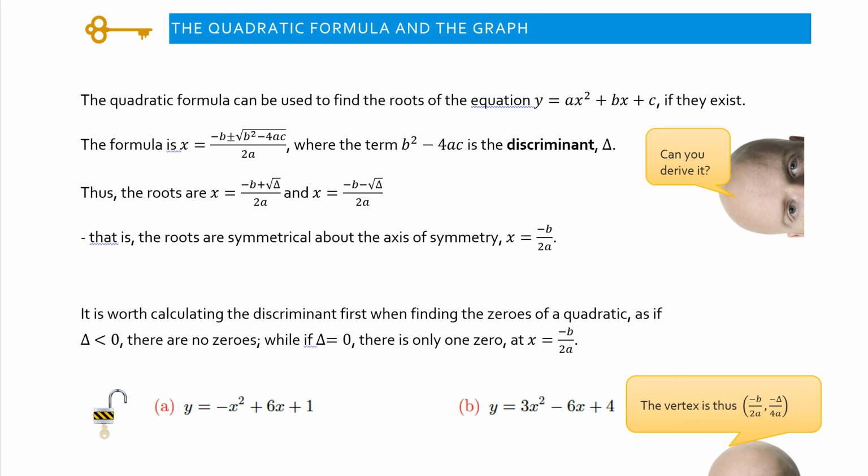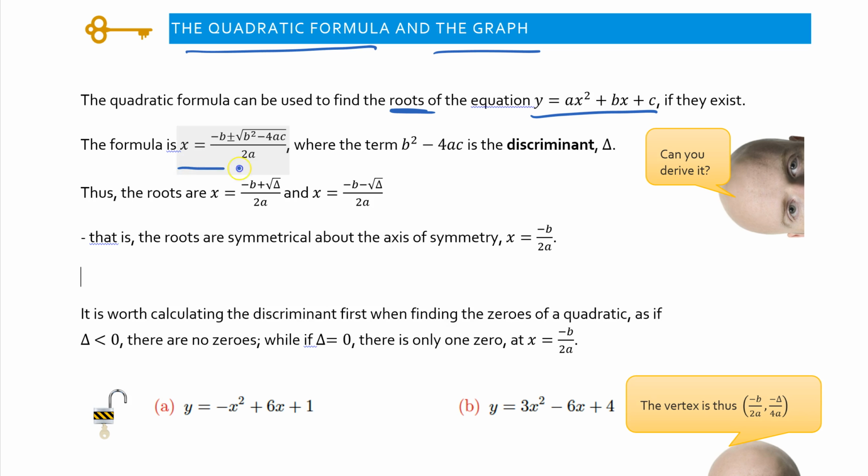Hello mathematicians, we're now going to have a look at the quadratic formula and the graph. And again, you've seen the quadratic formula before. If we have an equation y equals ax squared plus bx plus c, then we know that the roots of that equation are the values of x that make y equal to 0, which is graphically the location of the points where the graph cuts the axis.